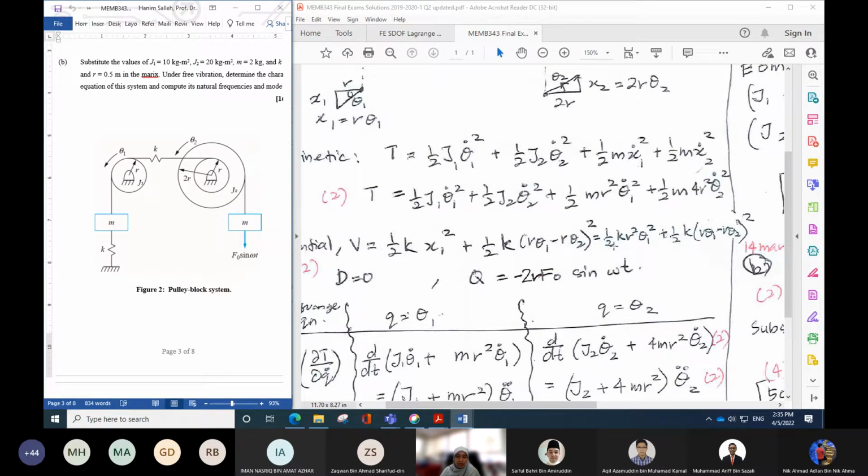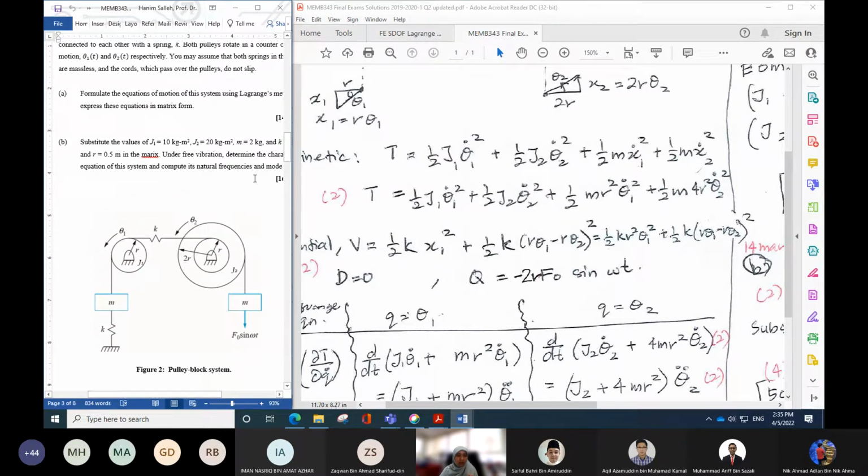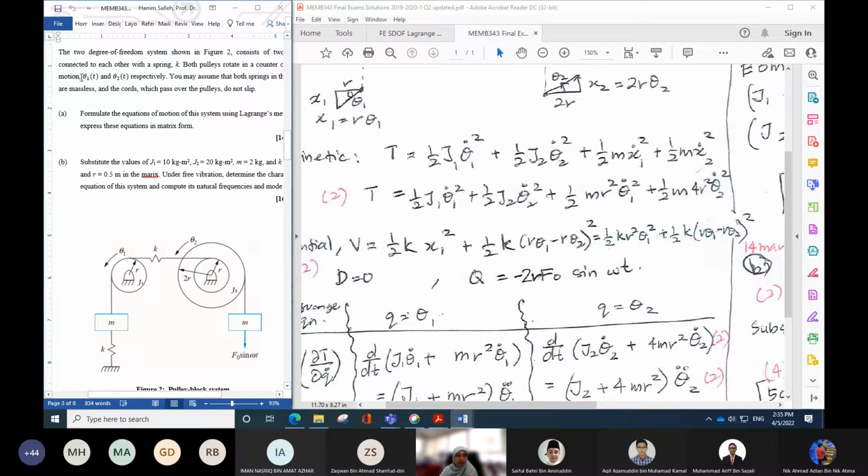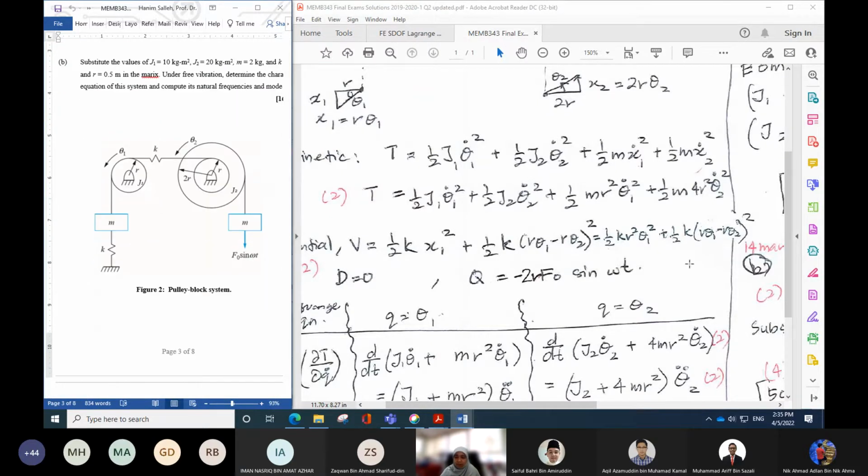So we try to write everything in terms of theta, because in the problem they want to express it in terms of theta. For the one with x1, you already have this relationship: x1 is equal to r theta 1. That's why your r has to be squared and your theta 1 also has to be squared, because this whole thing is squared. So you have those expressions, and you're done with that. And then you have Q. Your Q now is F naught sine omega t.